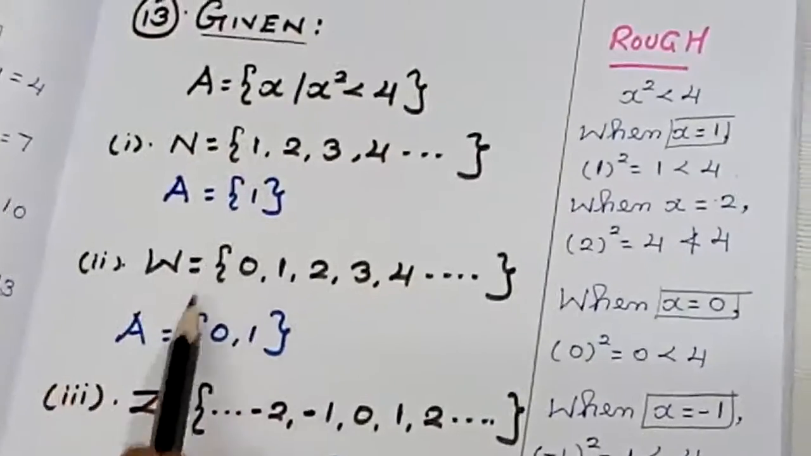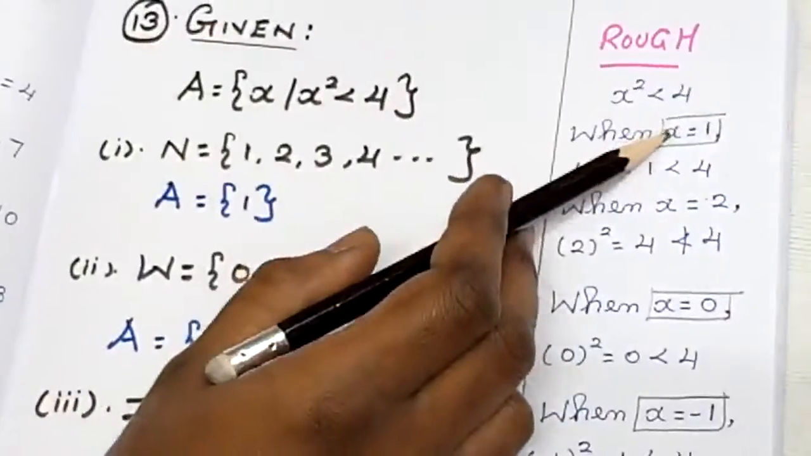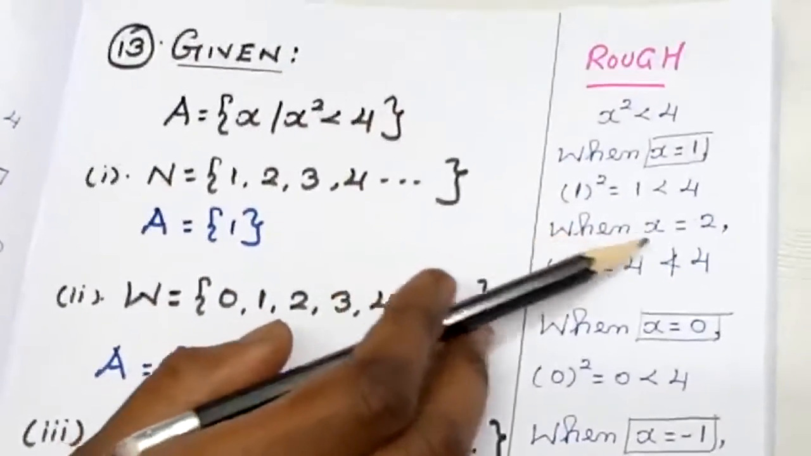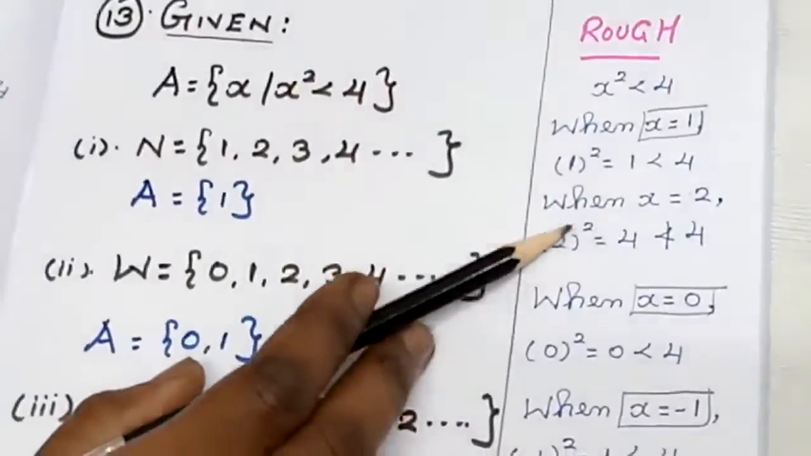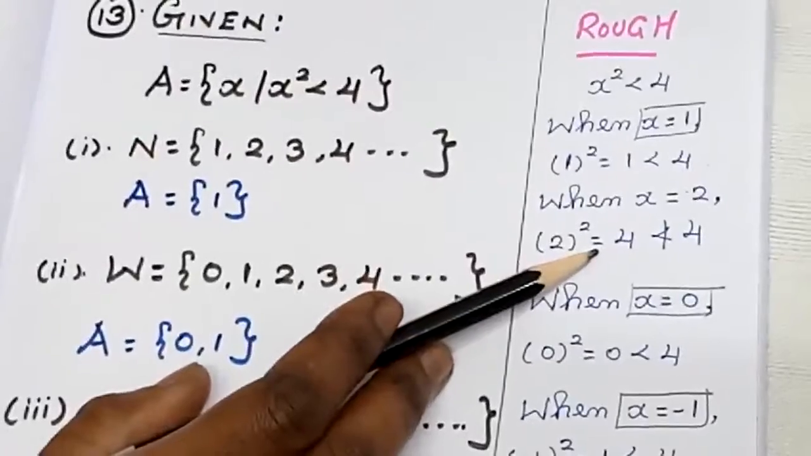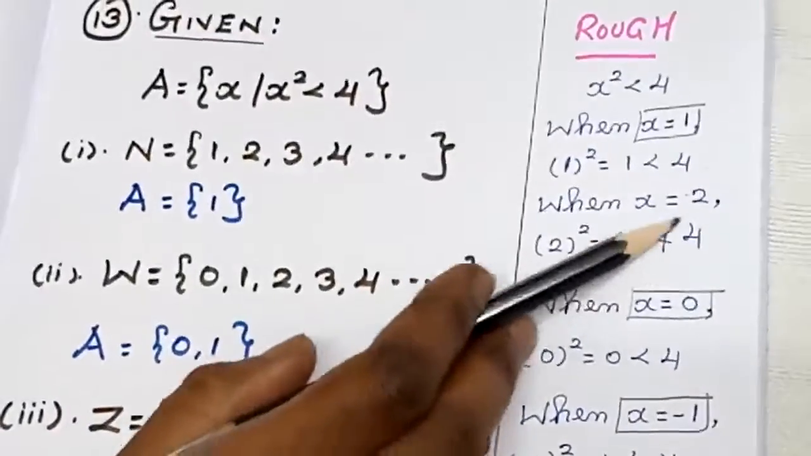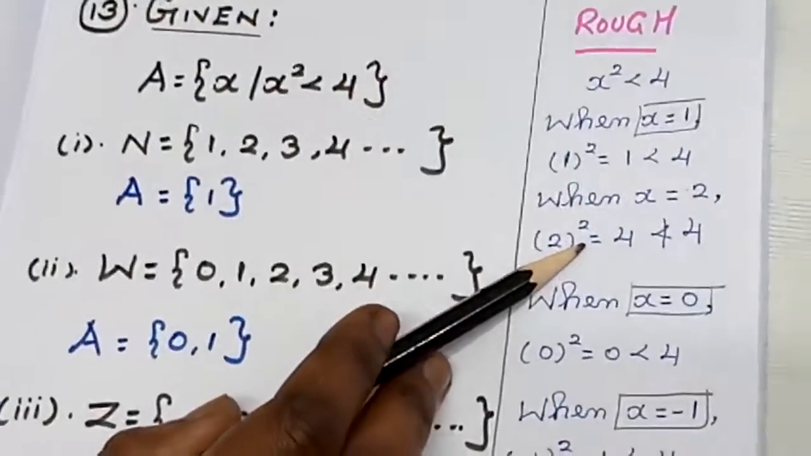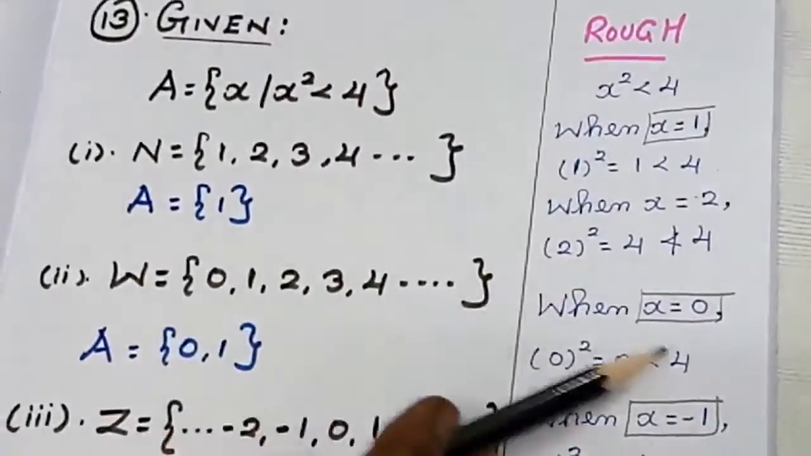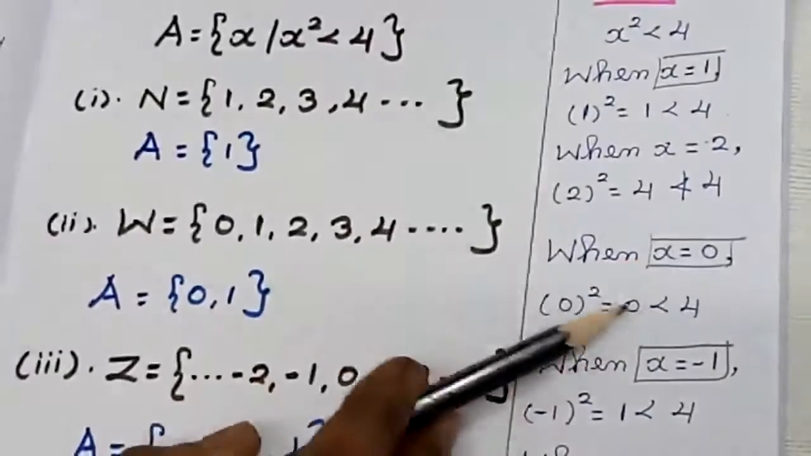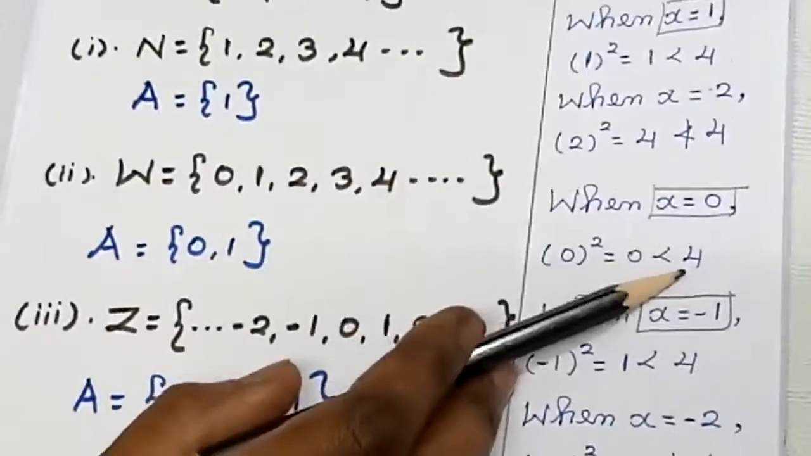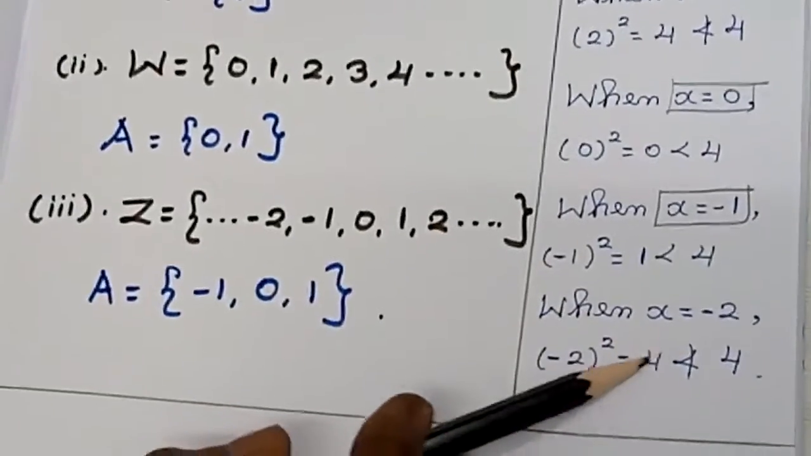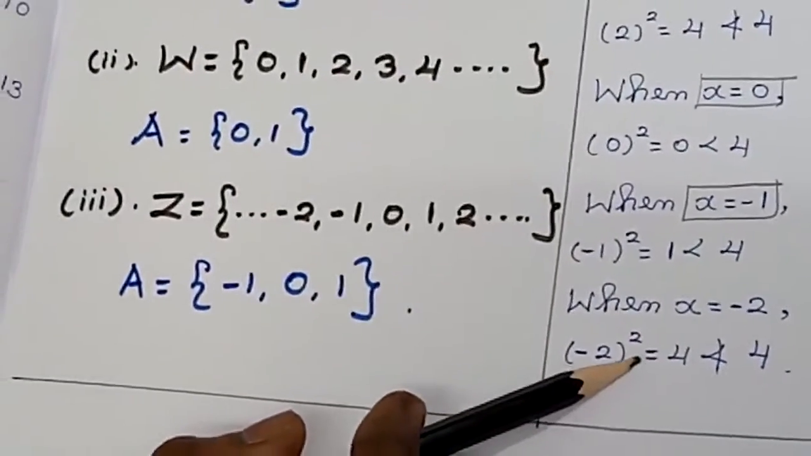So N, W, Z. When x is equal to 1, 1 square, the value is 1, less than 4. When x is equal to 2, 2 square is 4. I am getting exactly 4, which is not less than 4. If it were less than or equal to 4, I would accept 4 here, students, but here I cannot accept. When I give the value 0, 0 square is 0, less than 4. Similarly, minus 1 is also accepted. Minus 2 I am getting the answer as 4. So this is the way of finding the values.